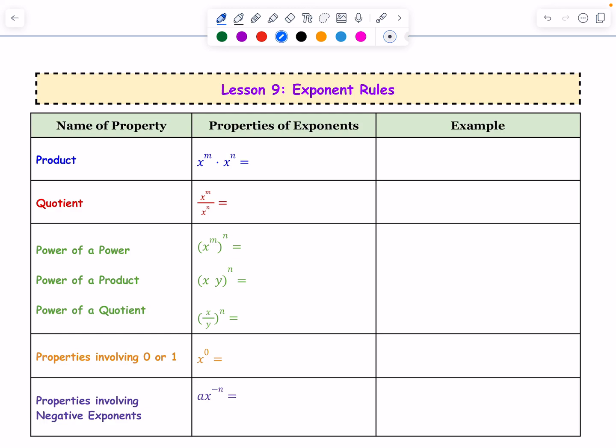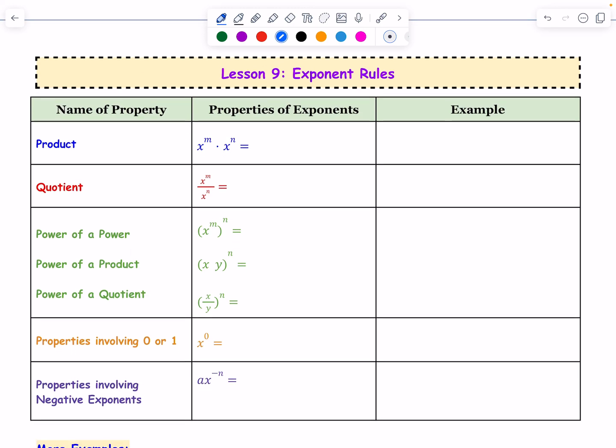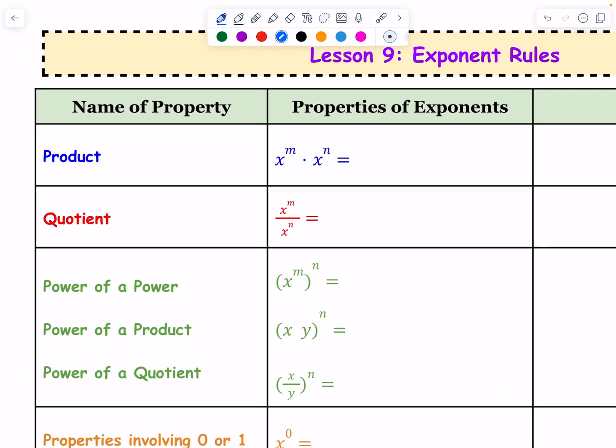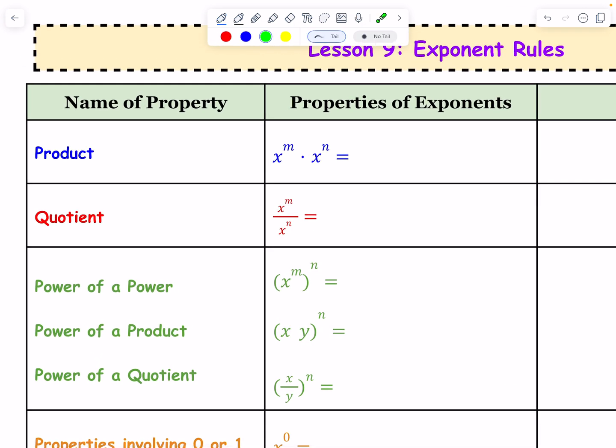In this video, we're going to take a look at some of the exponent rules and then continue them in another video. So the first rule we want to talk about is the product property. The product property states that when you have like bases, like these both are x, and they have powers on them, you can add those together when they're being multiplied together.